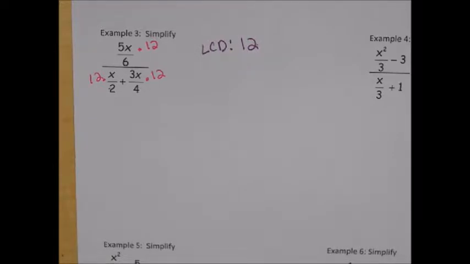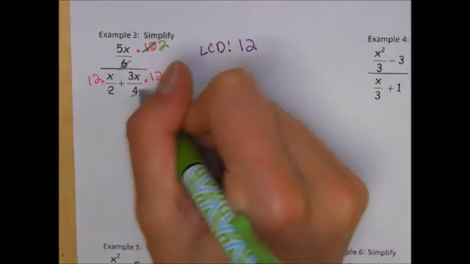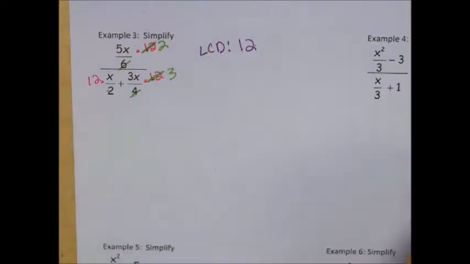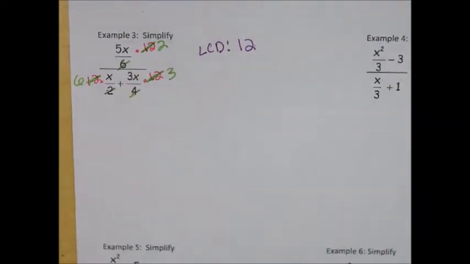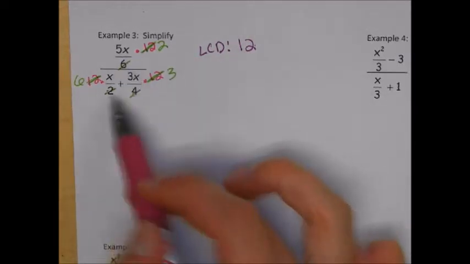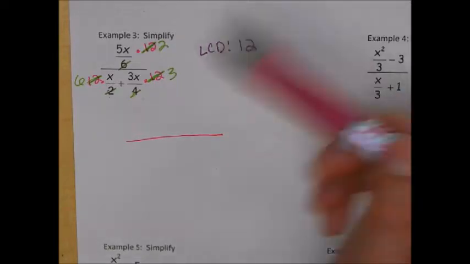Let's see what crosses out. The 6 goes into 12 twice. 4 goes into 12 3 times. 2 goes into 12 6 times. Did all of our denominators cross out? Yes, they did. So what do we have on top?